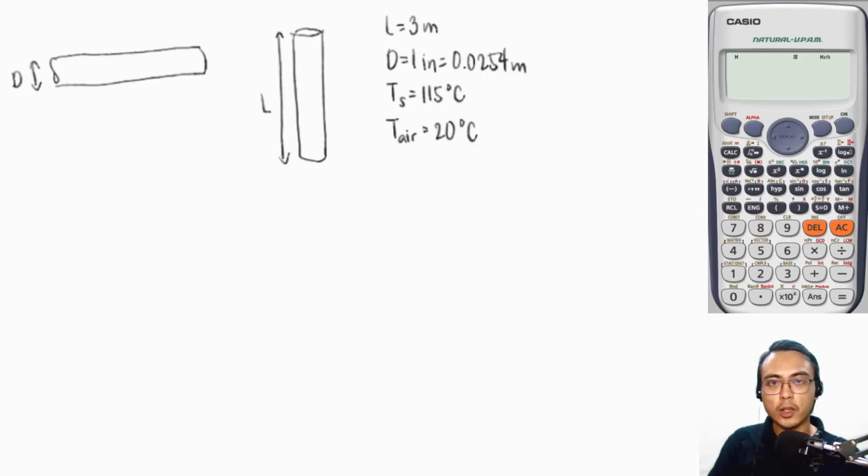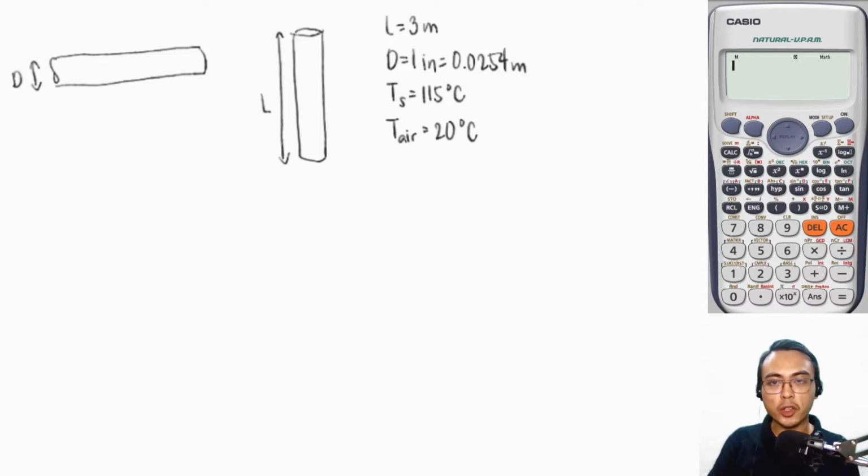Here we have an illustration of our two cylinders. One is horizontal and the other is vertical, as well as the parameters for the dimensions of the cylinder and the surface and surrounding temperatures. Now, the main difference between these two orientations of the cylinder, calculations-wise, is what characteristic length we are using for the calculations of the dimensionless numbers.